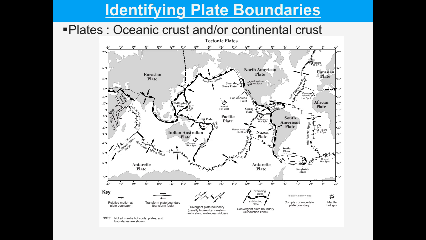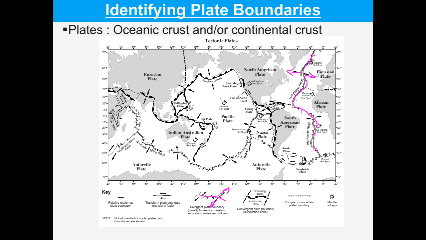So here we have the different types of plate boundaries in this map. You can look at the arrows moving away from each other. That's a divergent boundary right here. For example, look at the arrow moving this way and this one moving that way. And this is called the Mid-Atlantic Ridge right here.